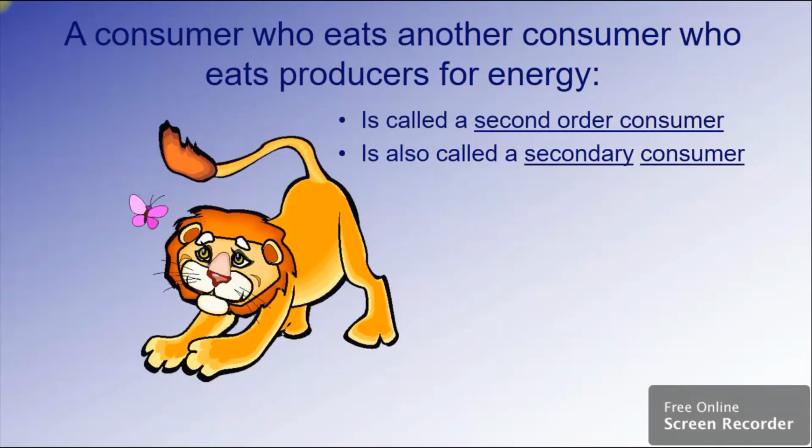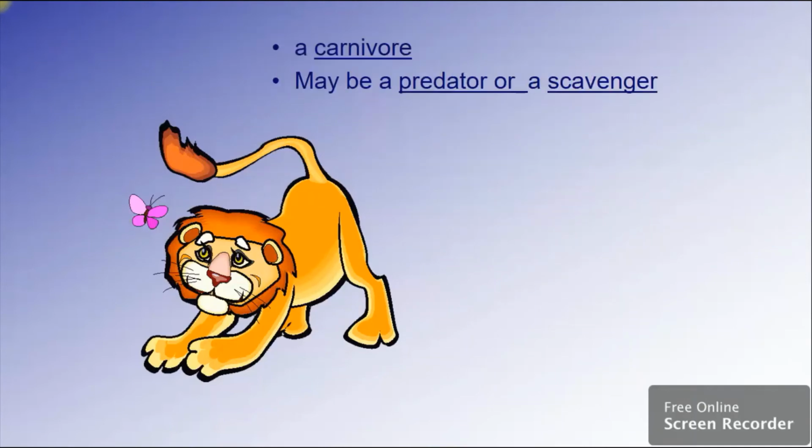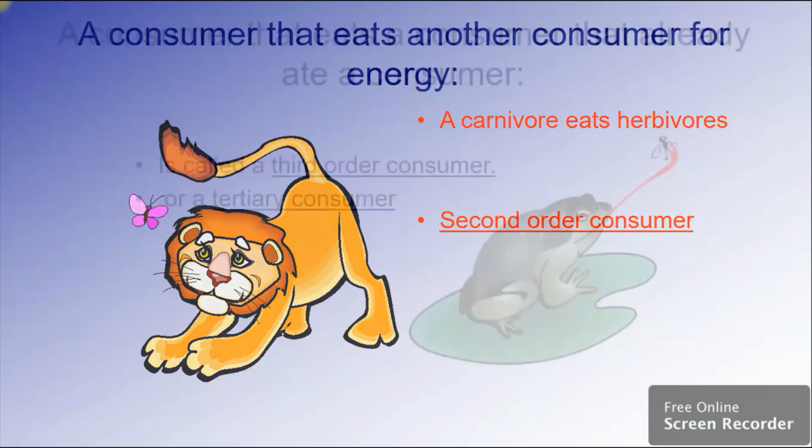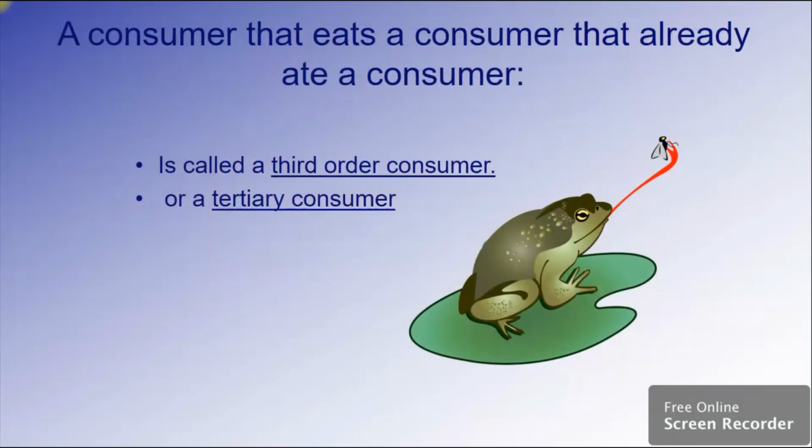A consumer who eats another consumer, well, that's a second order consumer or secondary consumer. Carnivores can be predators where they catch and kill their dinner, or scavengers where they eat something that's already dead, killed by somebody else. Here's another one. A consumer that eats a consumer that already ate a consumer. So that's 3 steps up. That's why we call it a third order consumer.